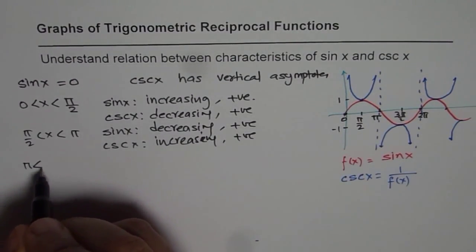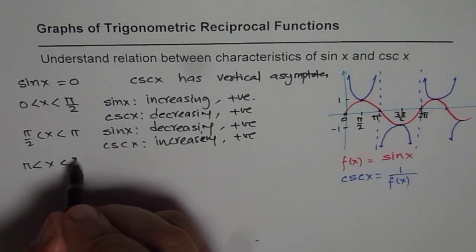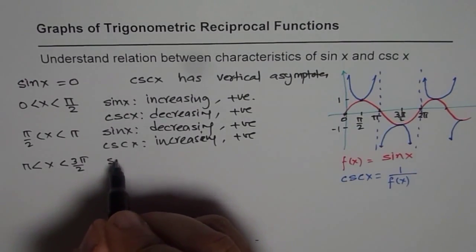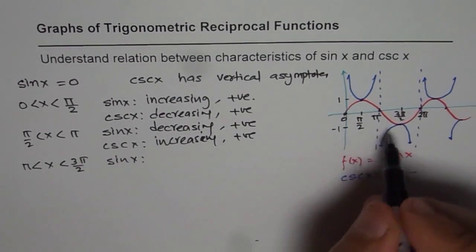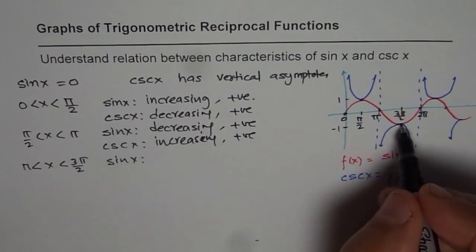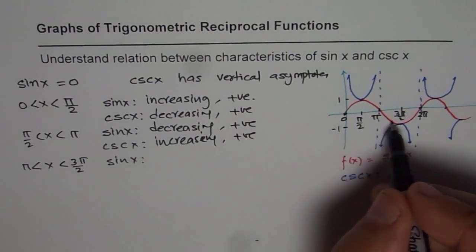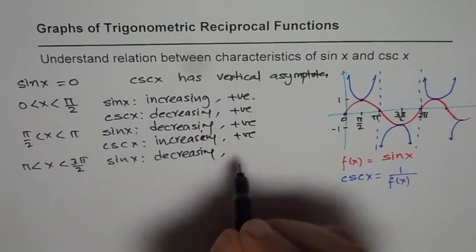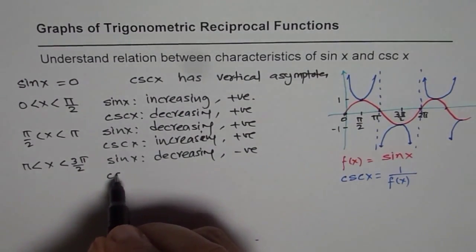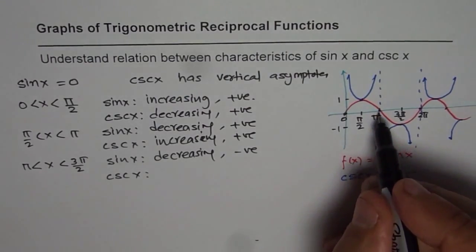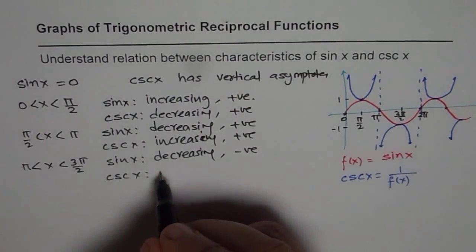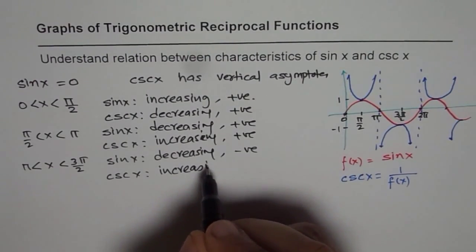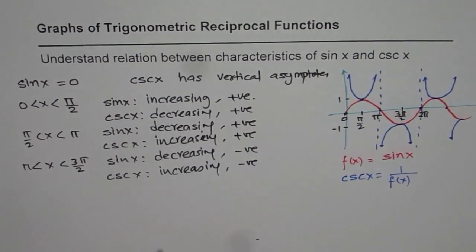Now let's consider between pi and 3 pi by 2. In this interval, sine x is decreasing, right? As you go from left to right, you can see it is decreasing and it is negative. As far as cosecant x is concerned, it has to increase, since it is the reciprocal. So it does the reverse thing. It's increasing but remains negative.